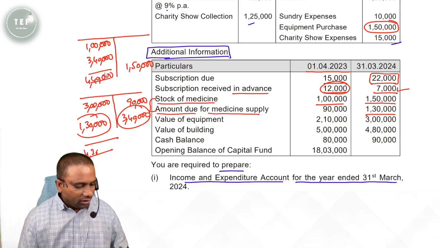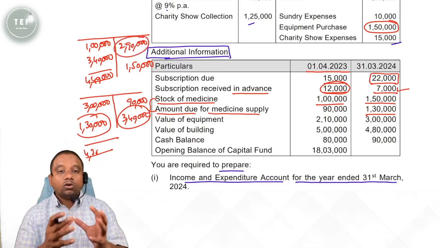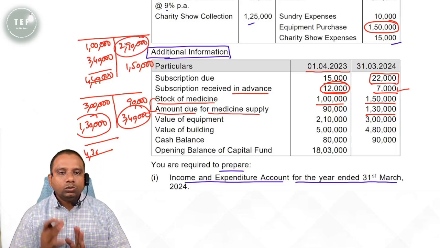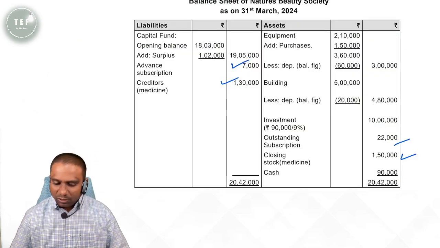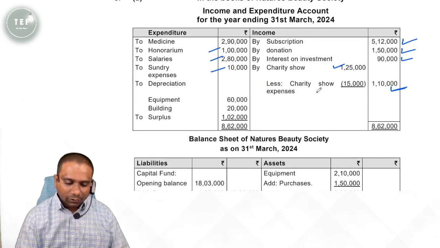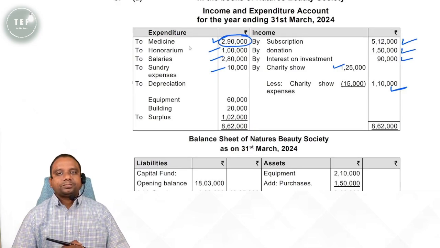4 lakh 40 minus 1 lakh 50. That means 2 lakh 90,000 worth of stock of medicine is consumed. This is shown as an expense in the organization. This is an important calculation. That's it.